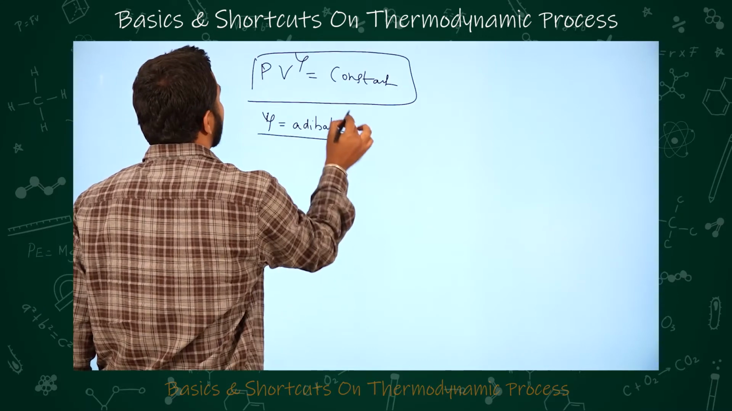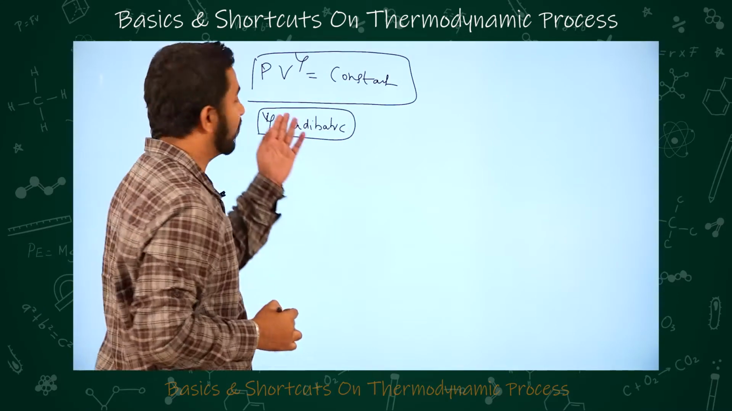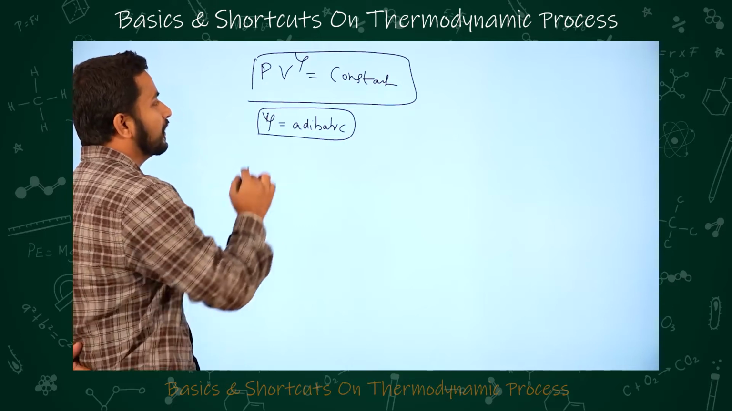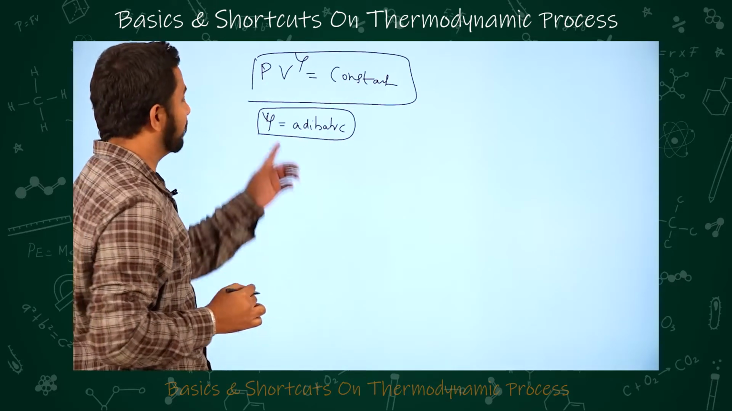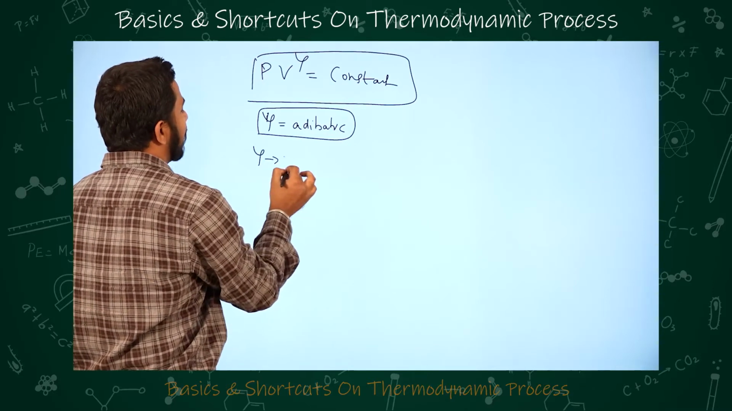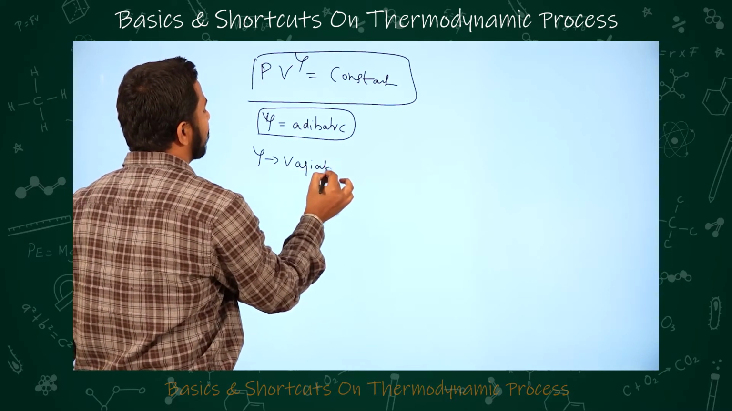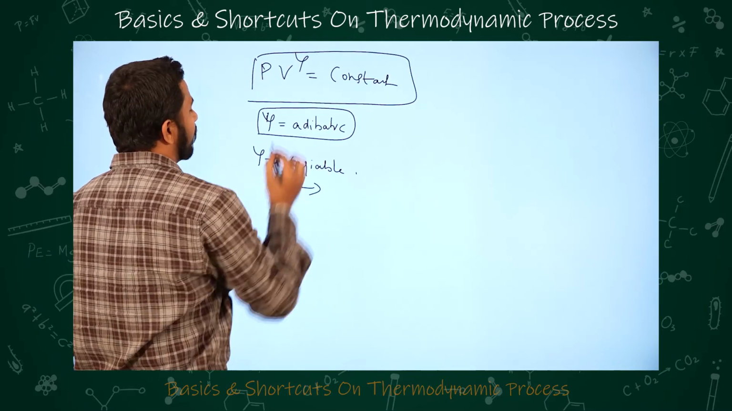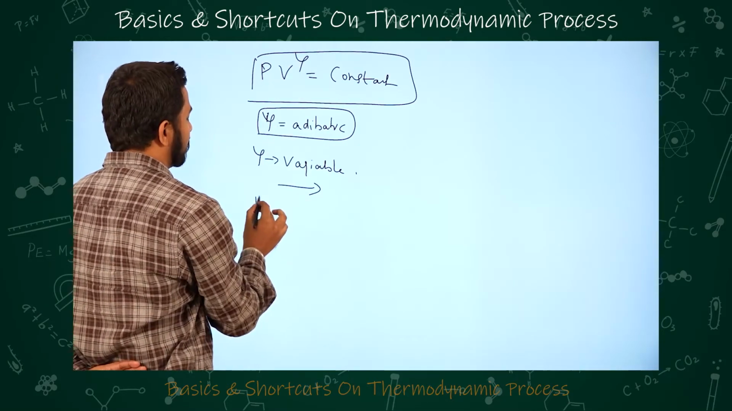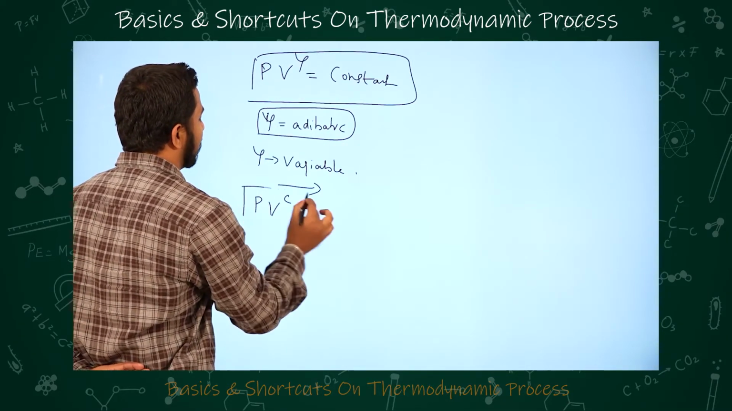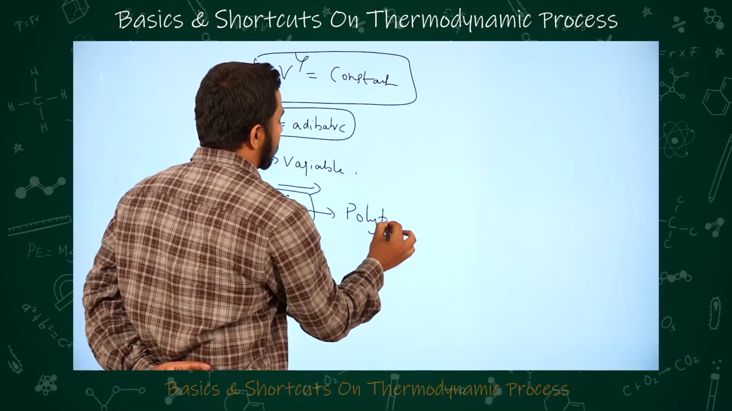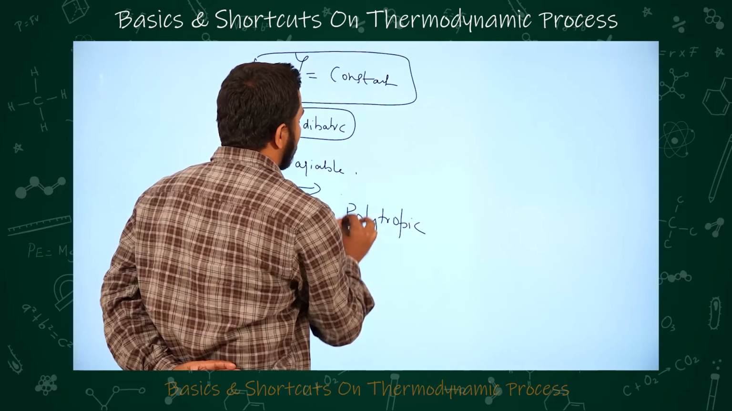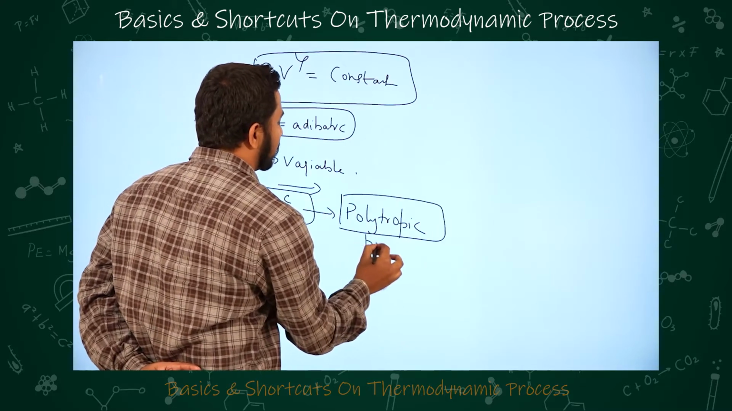Now, if this gamma value is changing, based on this gamma value, I can have any number of gas equations, right? So gamma can be varied. Gamma is variable, and based on this gamma variable, I can have any number of polytropic processes. So PV to the power C, if I take, this will be called a polytropic process. That's why I am saying that there are infinite number of ways.